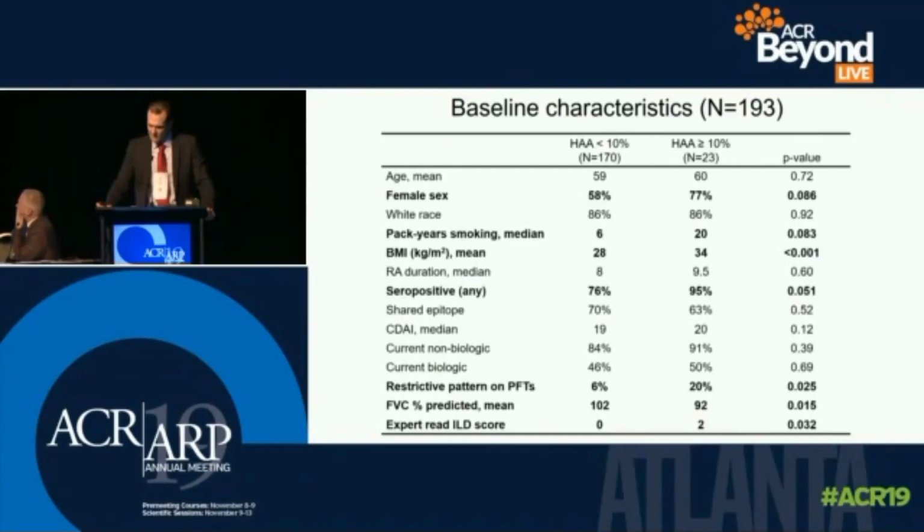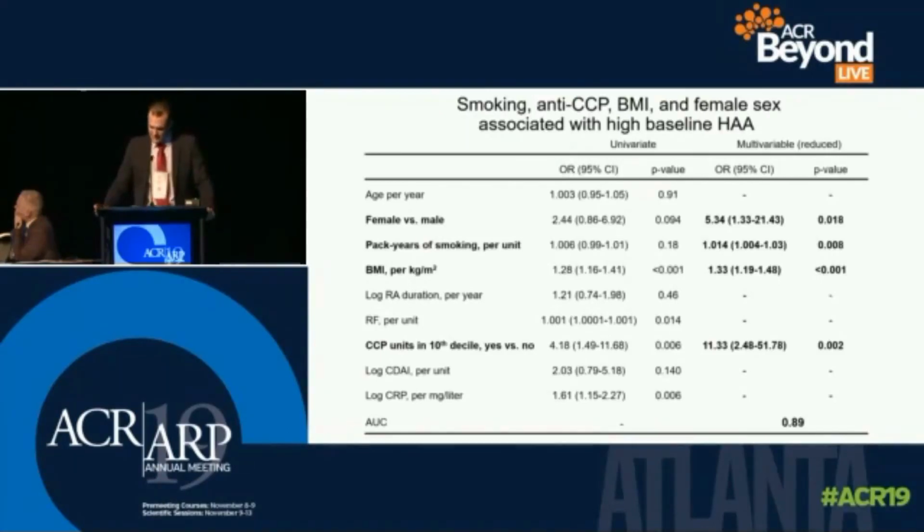Compared to those with limited involvement with HAA, those with more extensive involvement had significantly higher BMI, lower FVC, higher ILD score on extra-density, and a greater proportion of them had restrictive pulmonary physiology. In univariate analysis, BMI, rheumatoid factor, anti-CCP titer, and log CRP were positively associated with high baseline HAA.